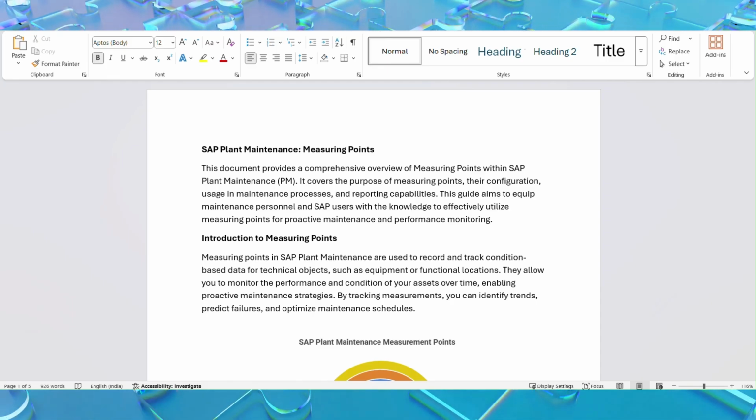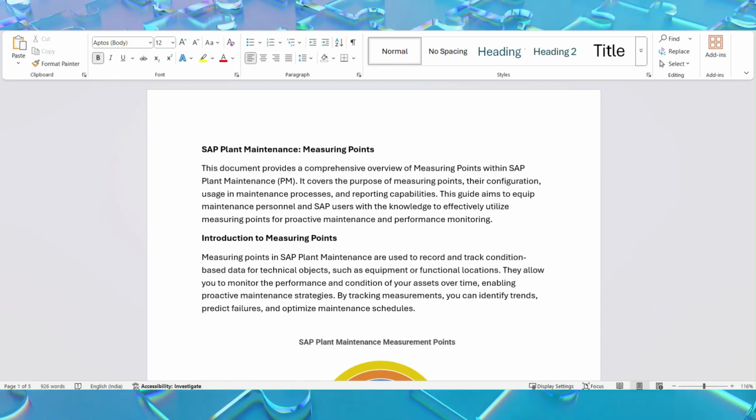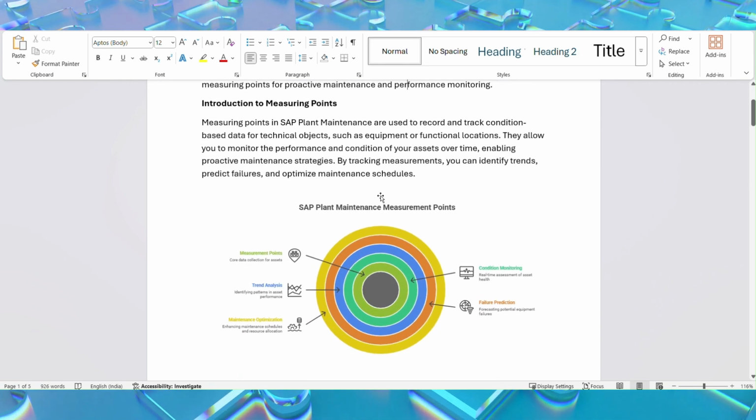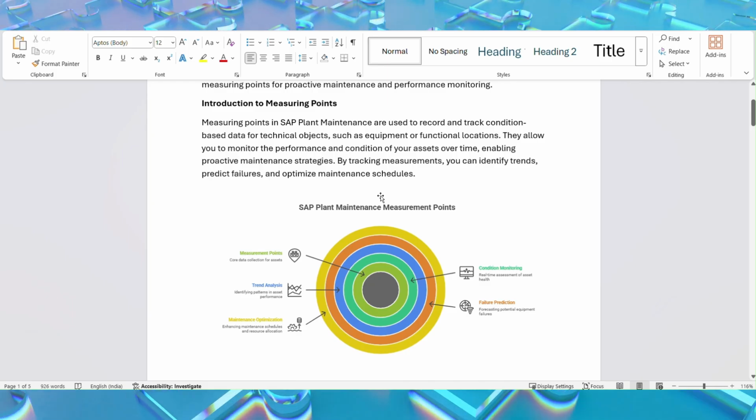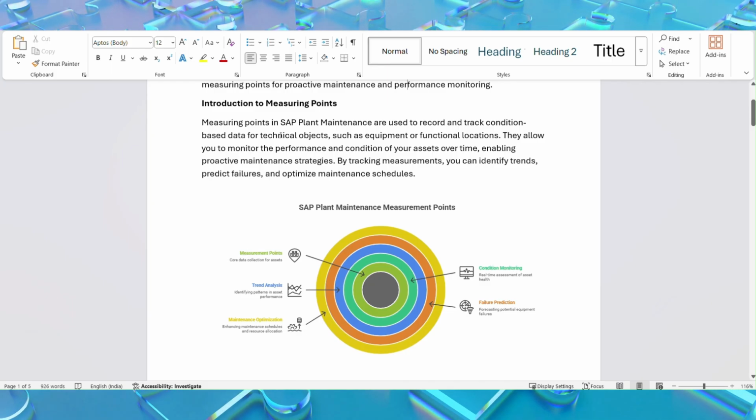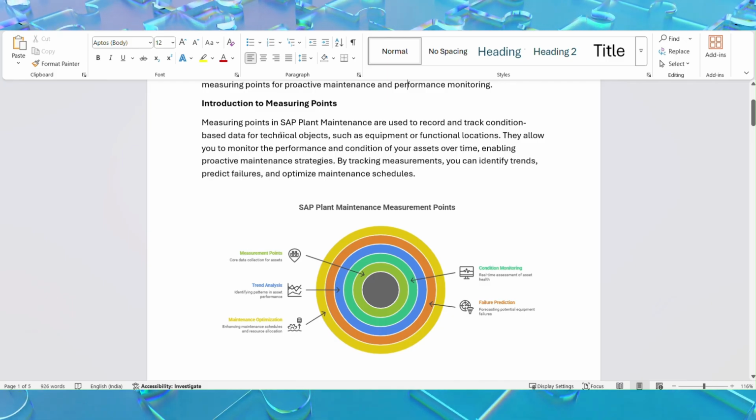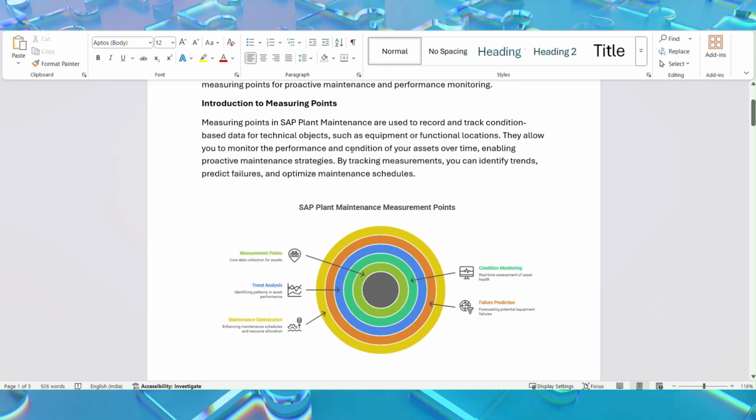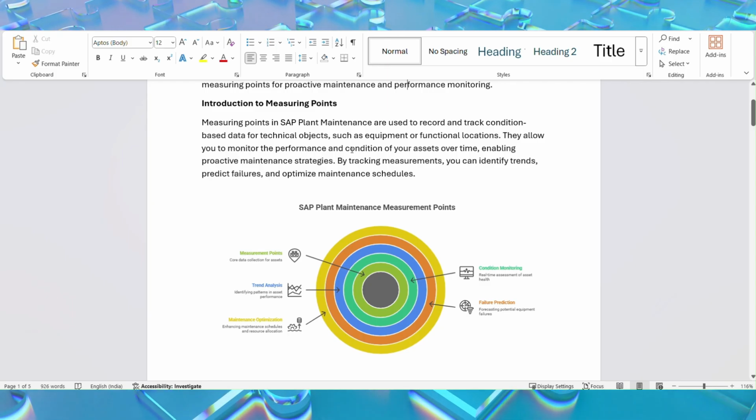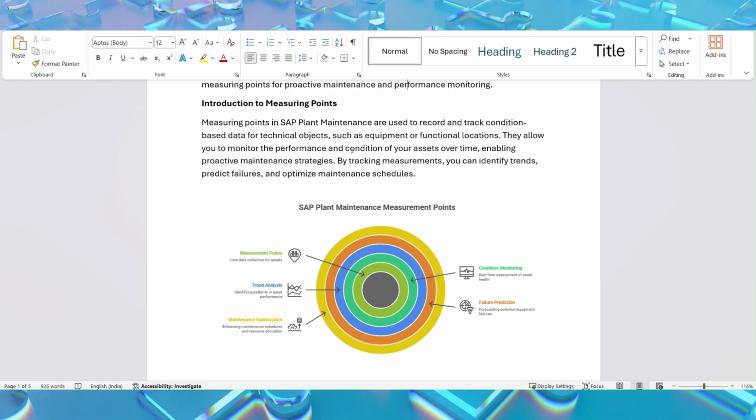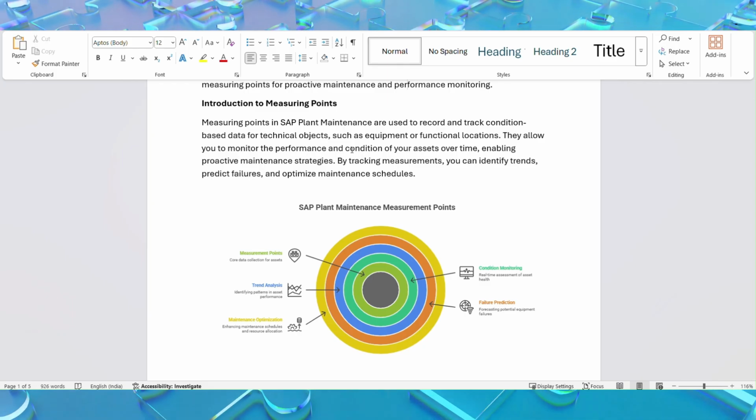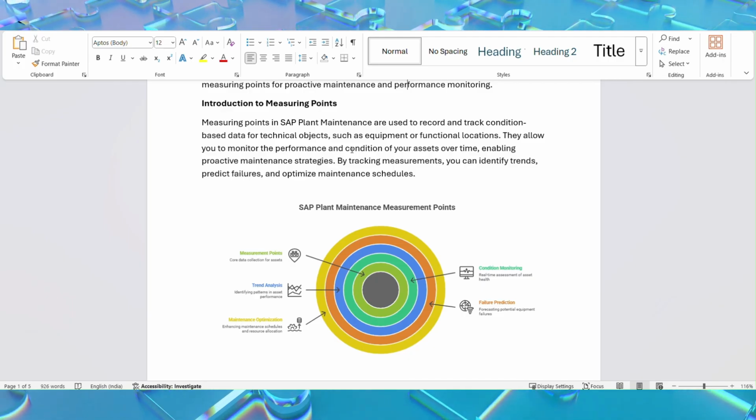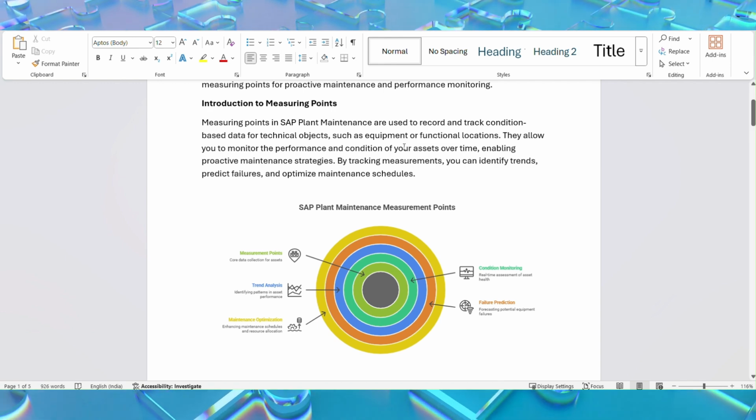So let us understand what the measuring point master data is. This document will talk about the measuring points, the measurement document and the key attributes as well. Measuring points in SAP plant maintenance are used to record and track condition-based data for technical objects such as equipment or a functional location. They allow you to monitor the performance and condition of your assets over time, enabling proactive maintenance strategies. By tracking measurements, you can identify trends, predict failures, and optimize maintenance schedules.